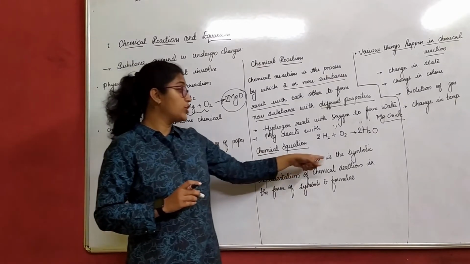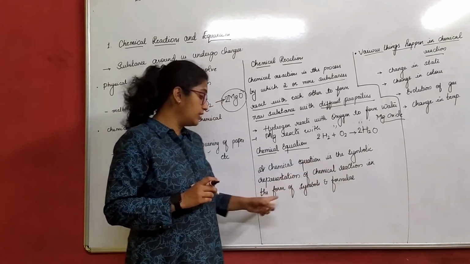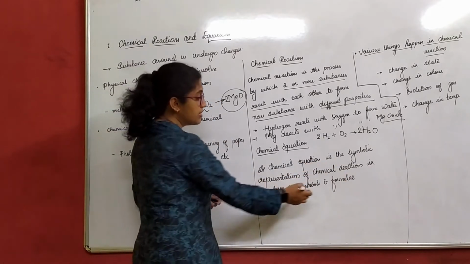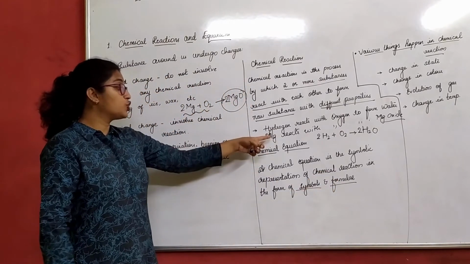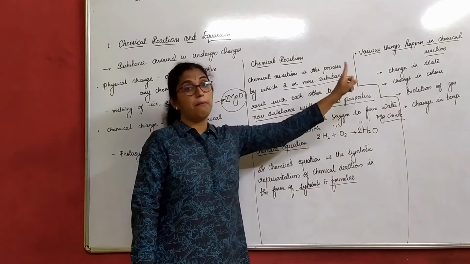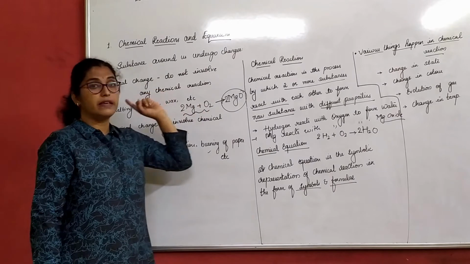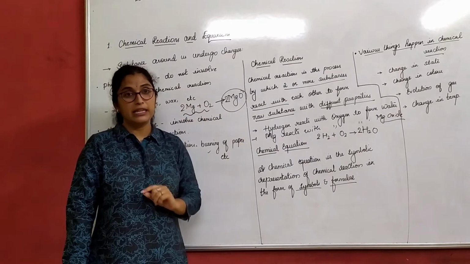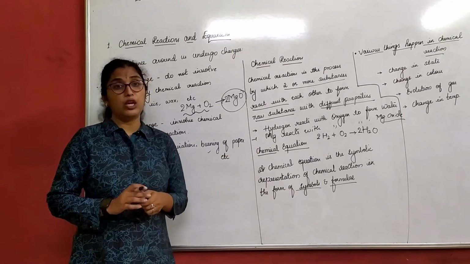A chemical equation is a symbolic representation of the chemical reaction in the form of symbols and formulae. That is what we used. Instead of writing magnesium reacts with oxygen to form magnesium oxide, I can write Mg plus O2 giving me MgO after balancing, right? So this is something about the chemical equation.